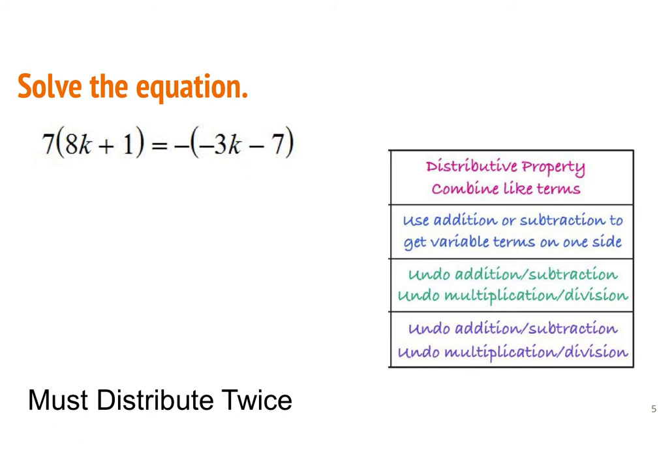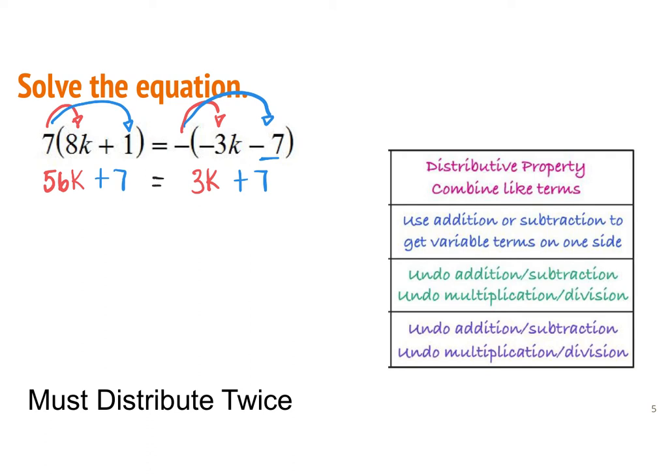So in this example, I want to make sure I simplify first by distributing the 7 into the 8k and the 7 into the 1. So 7 times 8 is 56. We are talking about the letter K. 7 times 1 is positive 7. Then I want to distribute again that negative 1 into each part. So negative 1 times negative 3 is positive 3. We are talking about K. Negative 1 times negative 7 is positive 7. And then we keep down the equal sign.